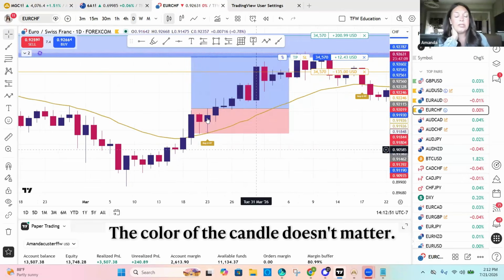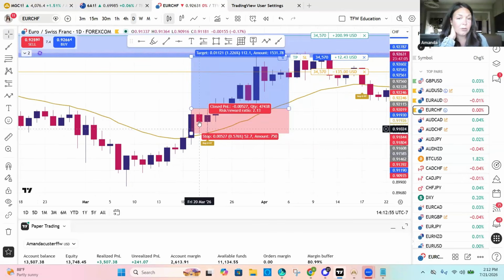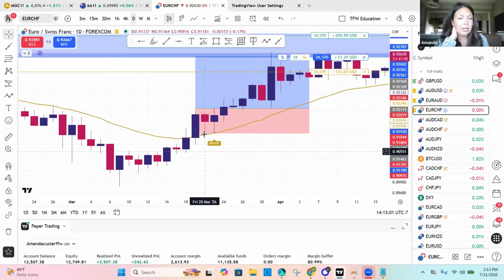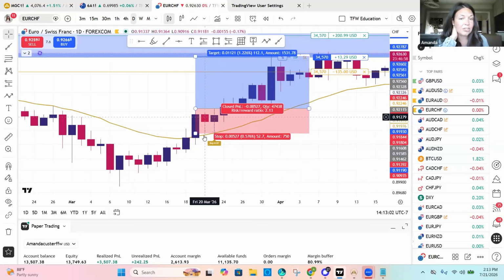The color of the candle does not matter. If this candle here was touching the EMA, this would also be a potential entry opportunity. You didn't get an alert here because this wick didn't actually come down and tap the EMA, but this one did. So this candle here was your entry opportunity.